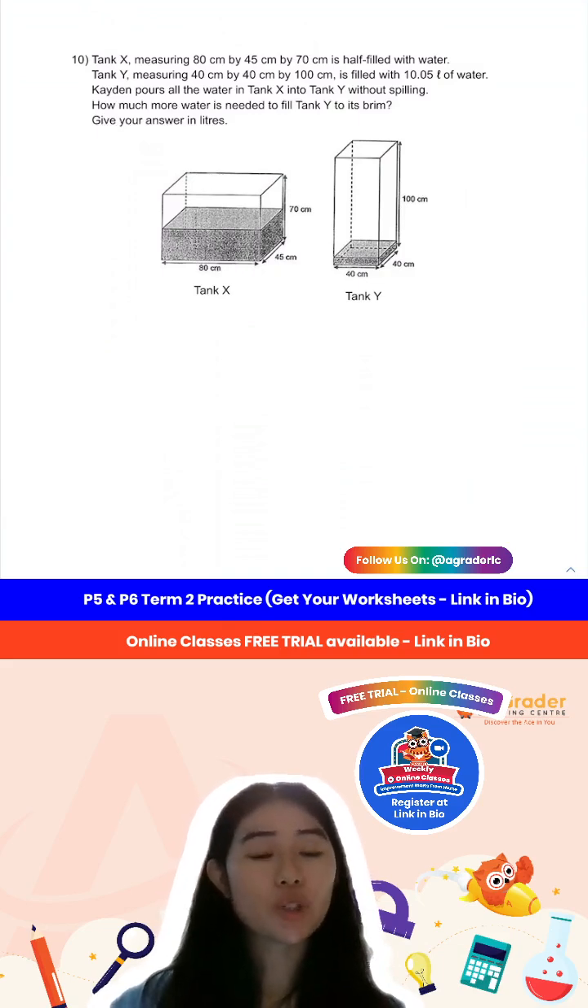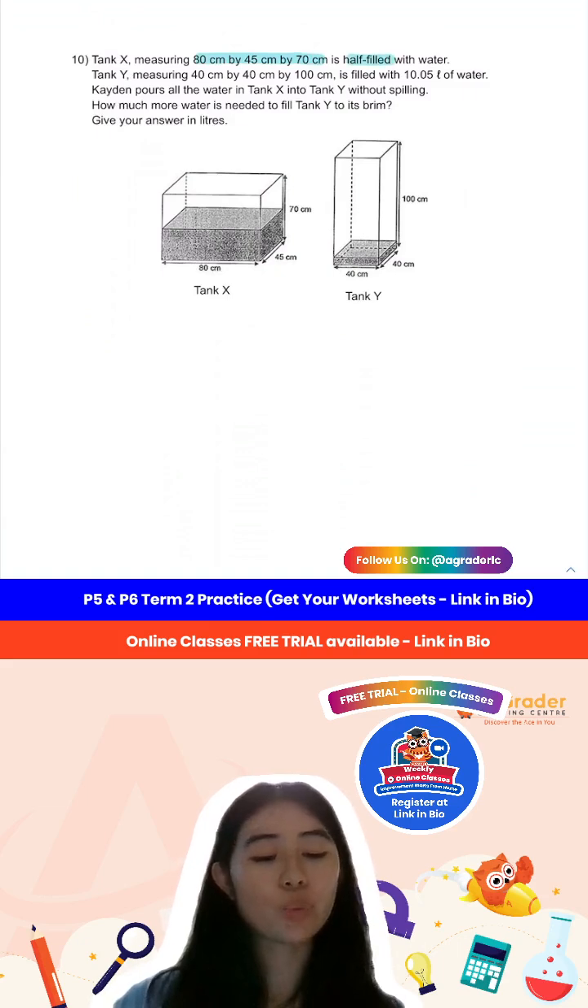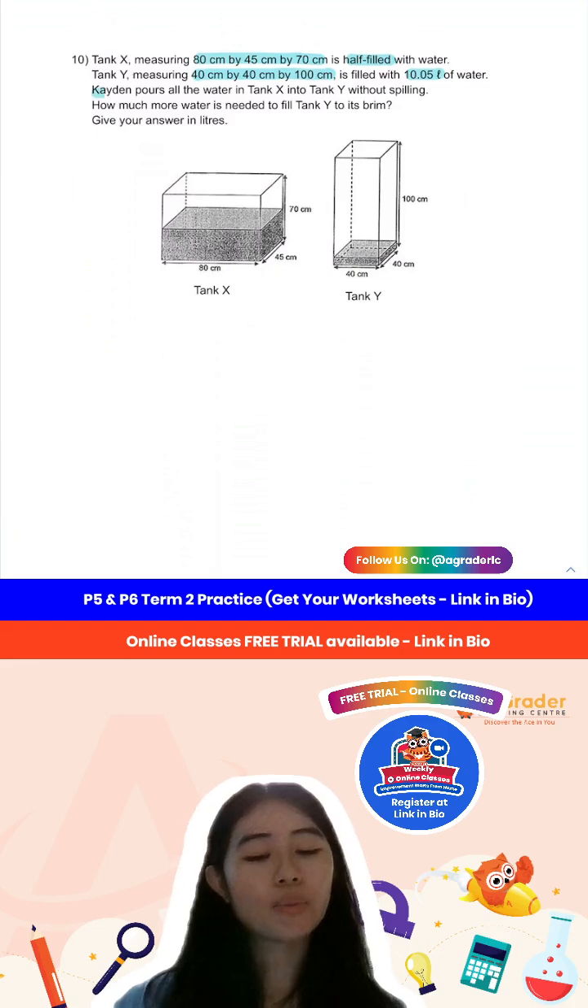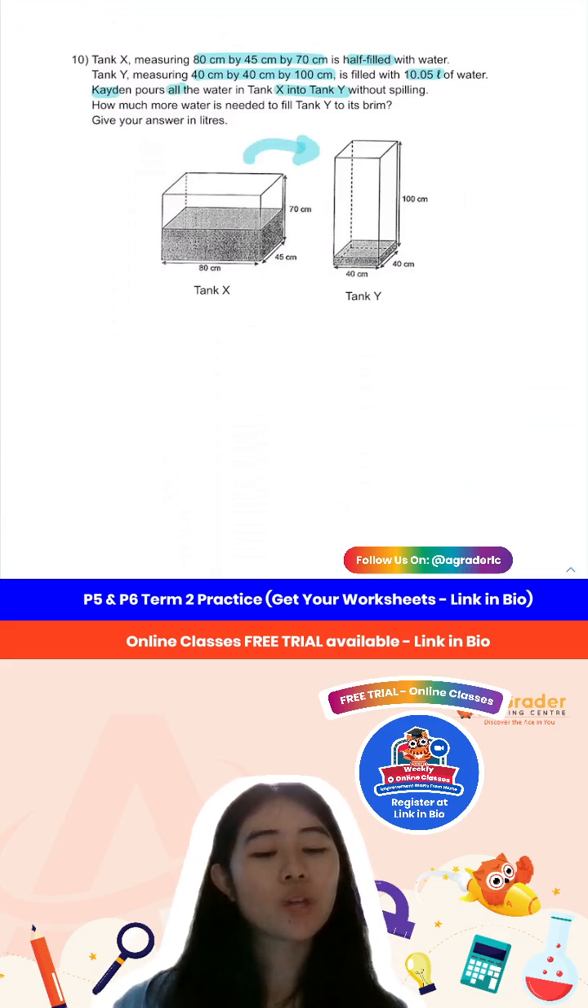Okay, so I'm going to read the question, a volume question. Tank X measuring 80 by 45 by 70 cm is half filled with water. Tank Y measuring 40 by 40 by 100 cm is filled with 10.05 liters of water. Caden pours all the water in X into Y without spilling. How much more water is needed to fill tank Y to its brim? Give your answer in liters.